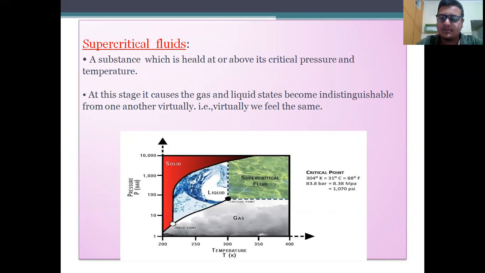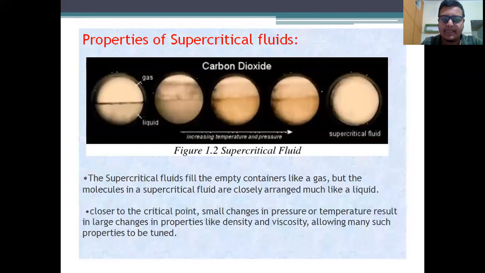Virtually. That means the supercritical fluid in its appearance, when we see the supercritical fluid through our eyes, appears the same. We cannot distinguish between it as a gas or as a liquid. It has the convergence properties of both gas and liquid combined.